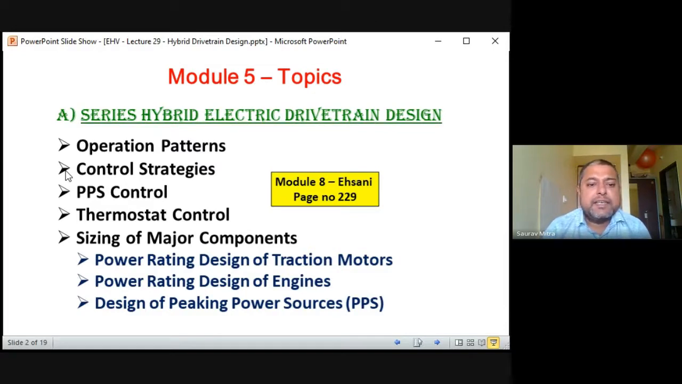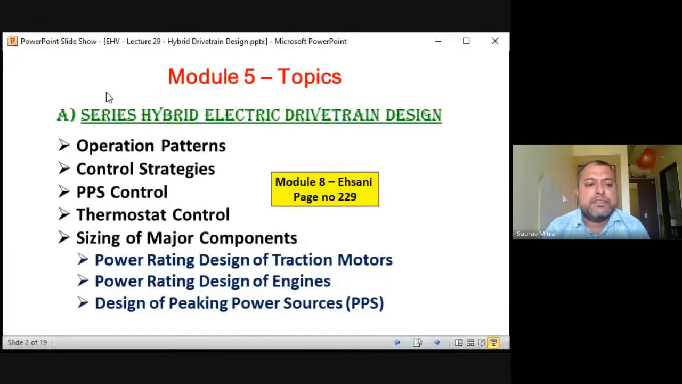And in this case, the first part is the series hybrid electric drivetrain design, which is also called electrical kind of coupling. Series coupling is called electrical coupling, and parallel coupling is called mechanical coupling. So in this case, first we will see the series hybrid electric drivetrain design, and this first part you will find from the book of Ehsani, chapter number 8. Okay, and the topics that are given actually, these all are the topics from chapter 8 of Ehsani.